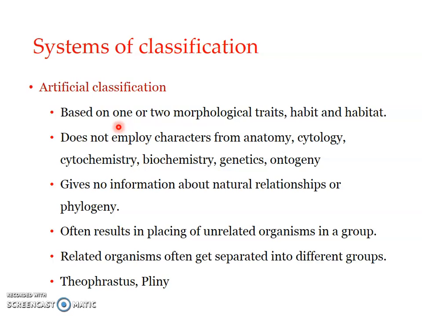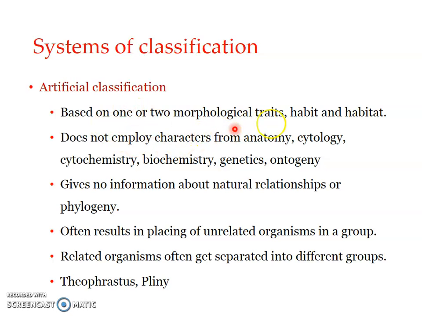So, what is artificial classification? Artificial classification is a classification based on one or two characters. Okay, it needn't include more. For example, if you are classifying animals based upon the habit and habitat, what happens is dolphins, whales, walruses, seals, jellyfishes, fishes all may come into the same group. But you already know that fishes come under pisces. Obviously, whales, dolphins, etc. come under mammals. What about jellyfishes? They are completely invertebrates, isn't it? So, it is actually artificial classification.